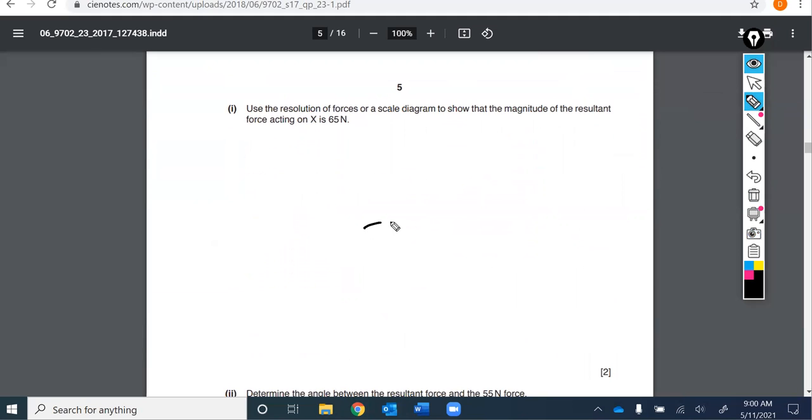You draw your 55 Newton vector like that. You use your protractor to realize there's 118 degrees coming in like this, and so it's going to go like that, but only 18 compared to this 55. So there you draw this and you measure it, and as you measure it, you go, oh yeah, on my scale that works out, 65 newtons. Check, there you go. You got to actually use a ruler, use the protractor, right? We showed it the resolution of forces way.